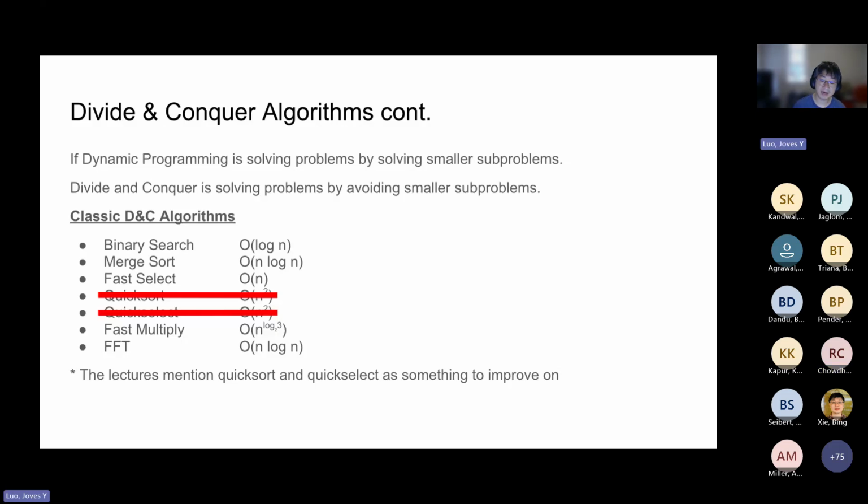Yep, you can use any black box that is provided to you in the list that we have in the class, and fast select is certainly one of them.